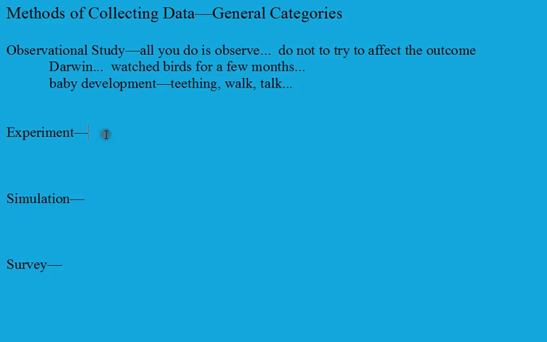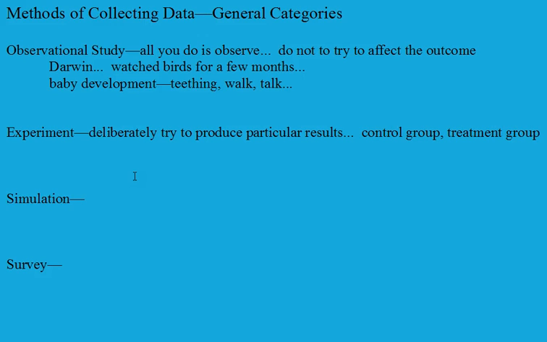Next up, we've got experiments. In an experiment, you deliberately try to produce results. And in order to do that, you're going to have two groups. You're going to have a control group and a treatment group, which this language is more for medical stuff. There's slightly different wording if you're doing scientific experiments, but the basic idea is always the same.